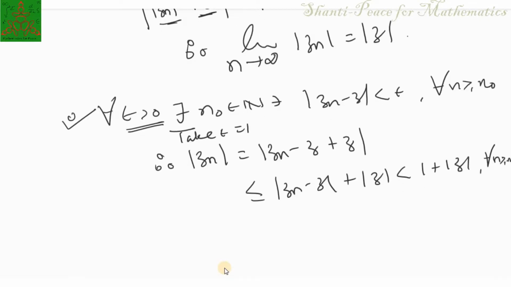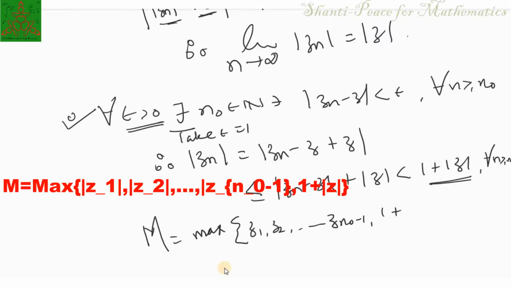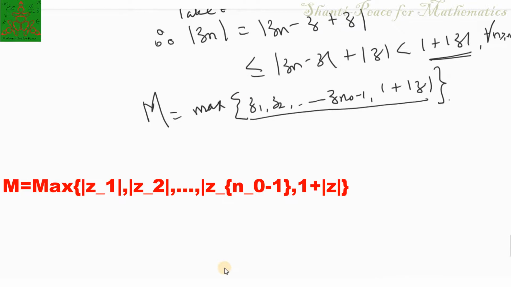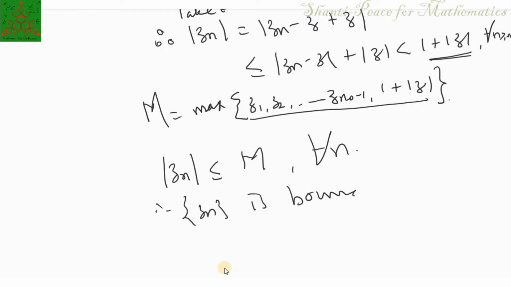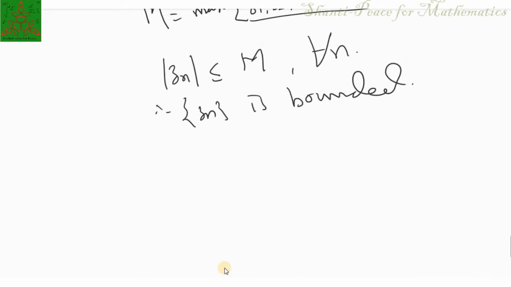So now there is no problem for n greater than or equal to n0. I take m as the maximum of mod Z1, mod Z2, up to mod Z of n0 minus 1, and 1 plus mod Z, whatever the maximum among these values is, I am taking it as m. Now we can say mod of Zn is less than or equal to m for every n. Therefore, the sequence Zn is a bounded sequence. That proves the statement.